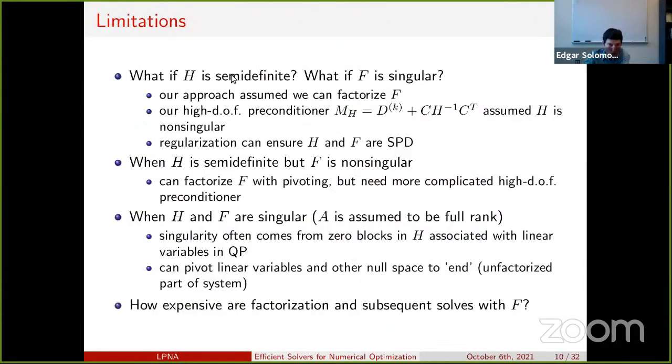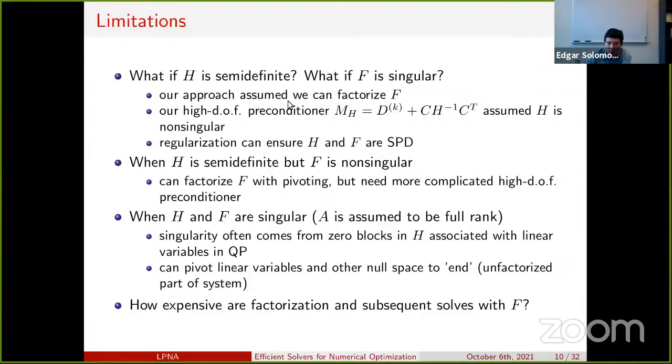And there's also the limitation that we've assumed that we can actually invert F, which is not generally the case. So there are examples of QPs of this type where F will be singular. And we also generally want to consider the case when H is semi-definite, which may cause F to be singular, but does not necessarily imply that F will be singular. An example of when H is semi-definite is when we simply have some variables in the quadratic program that are only linear in our objective function, as opposed to quadratic.